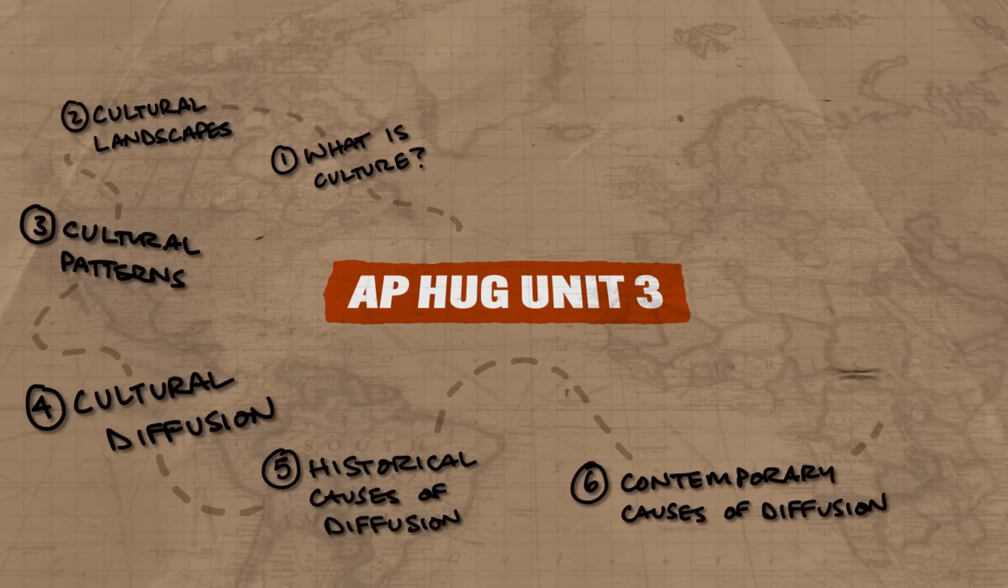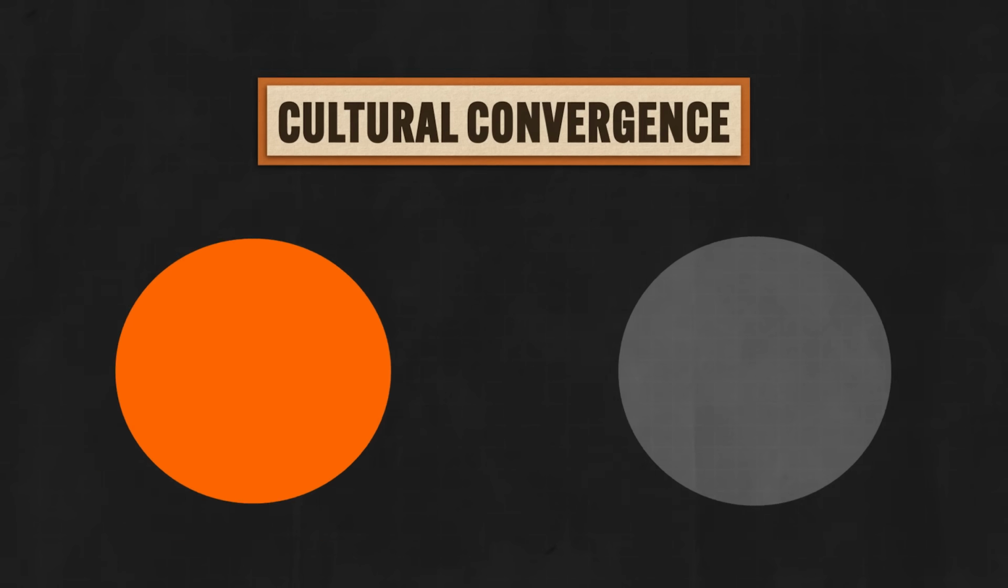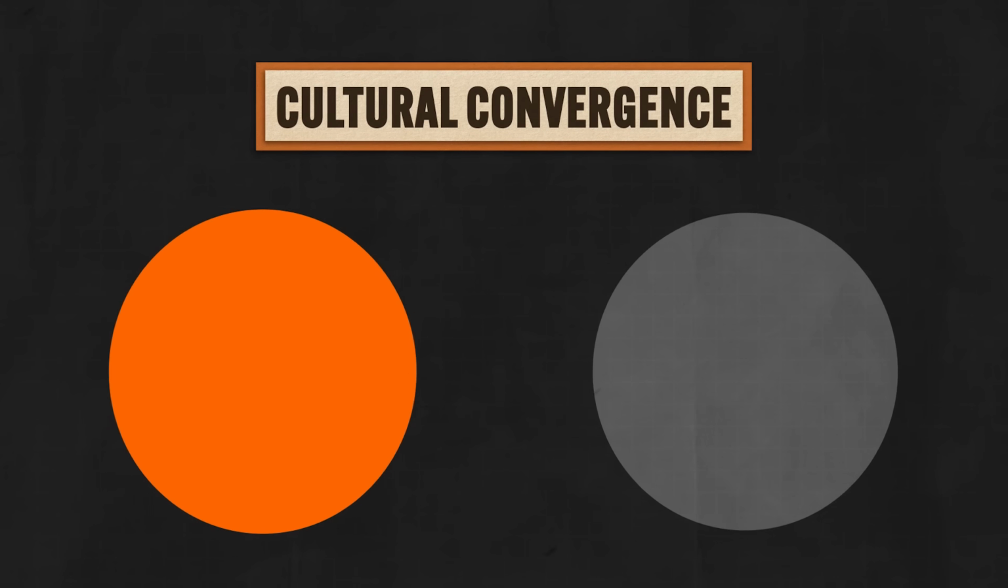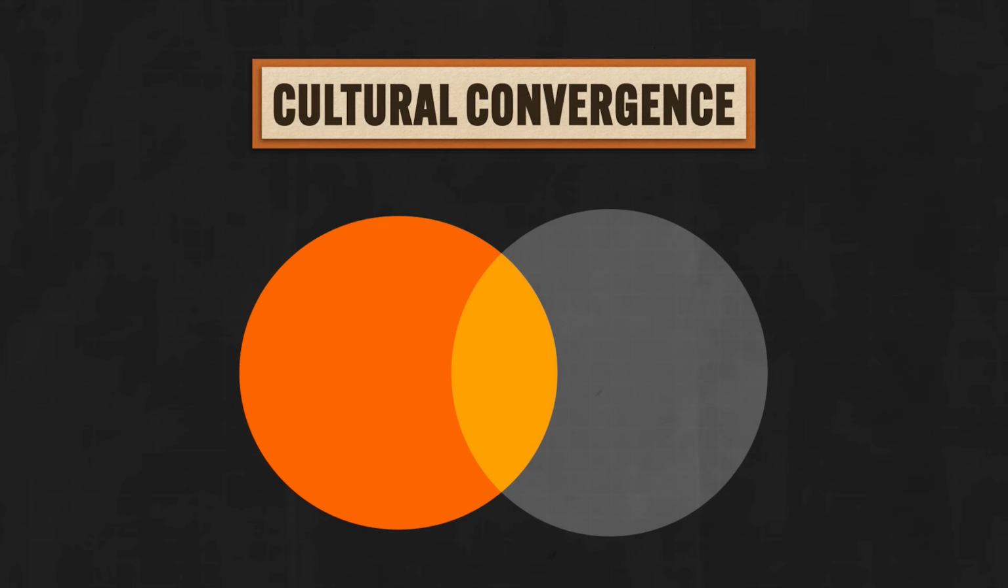Now, there are 2 major effects or results of these various processes of diffusion. You've got cultural convergence and cultural divergence. The idea of cultural convergence is that as 2 or more cultures interact, they adopt one another's cultural traits and ideas, and the outcome is that the 2 cultures become more similar than different.